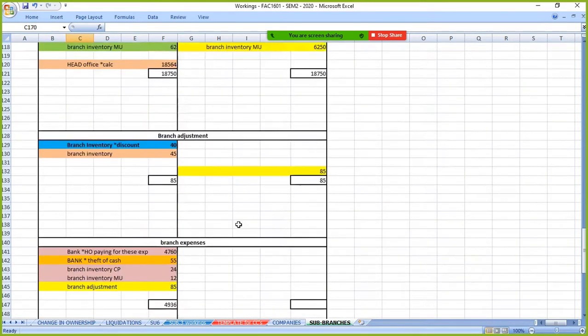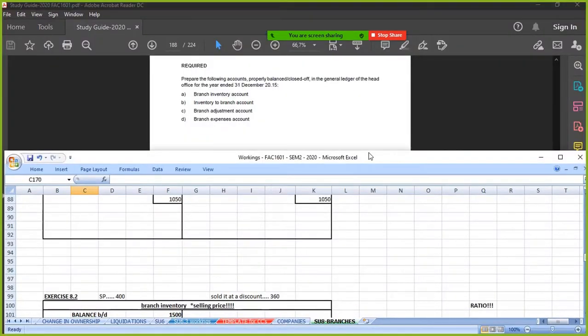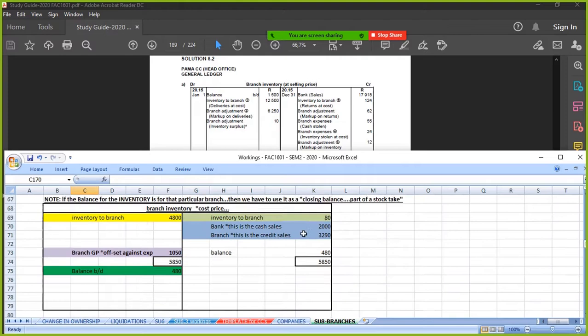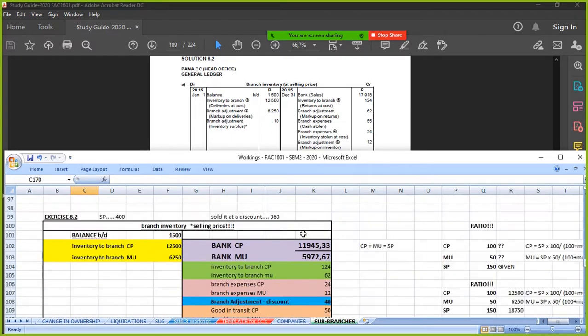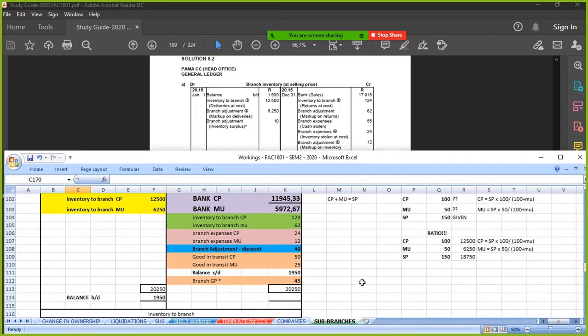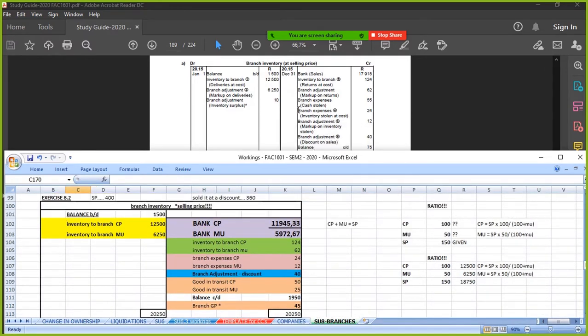Okay, let's have a look and see. All right, so, okay, here, branch inventory. This was all at selling. Where's my branch inventory here? Okay, let me shrink this a bit so that we can see more. Okay, hopefully we can see all of that there.